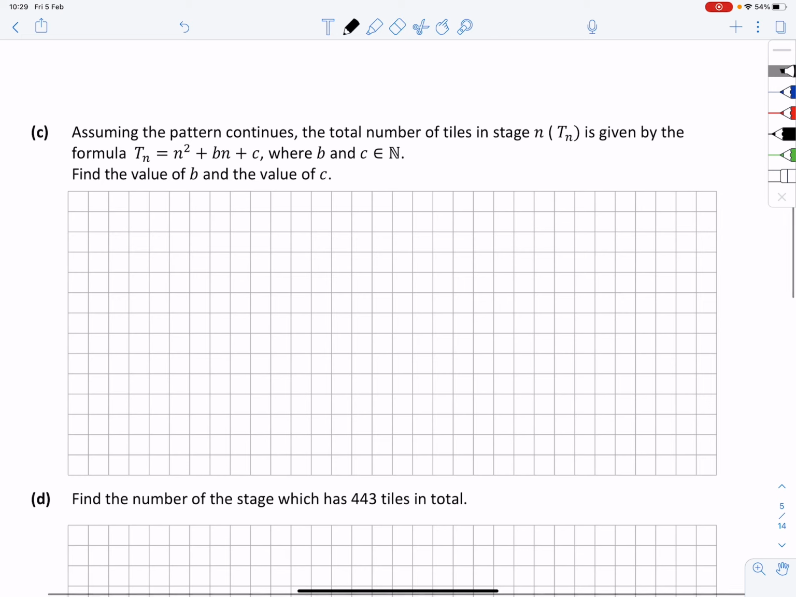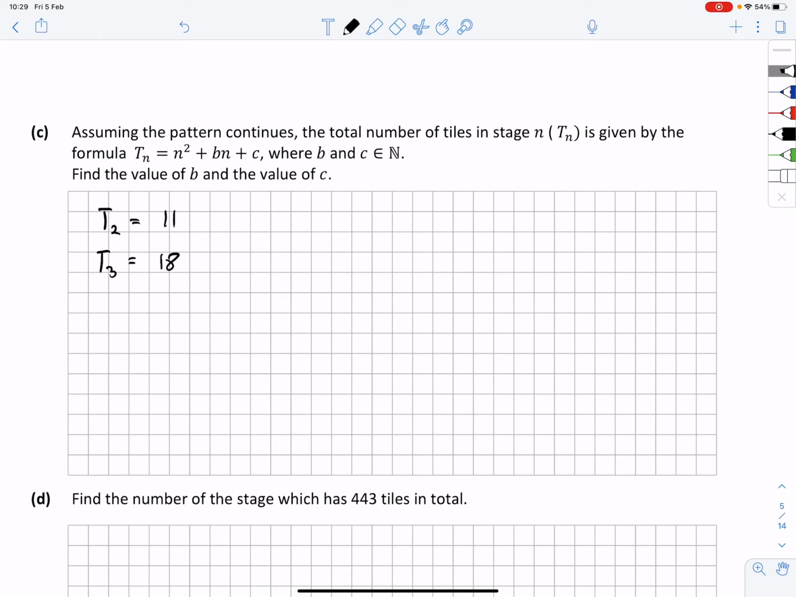So now we're told that, assuming the pattern continues, the total number of tiles in stage n is given by a formula. So this is my formula where b and c are constants. We have to find the value of b and the value of c. So just looking at my previous solutions, if n is the number of the stage, T of stage 2 is equal to 11, and T of stage 3 is equal to 18. I know that from my previous calculations.